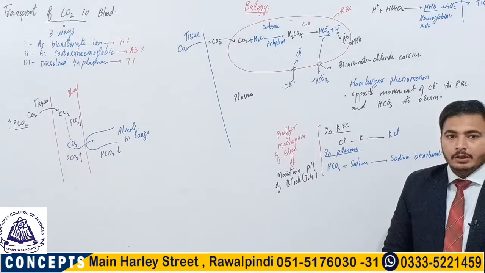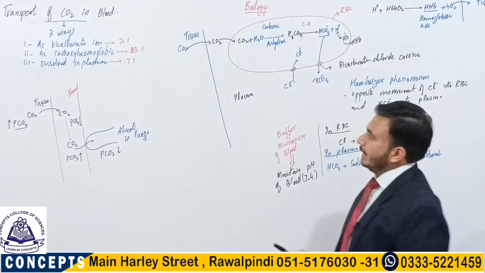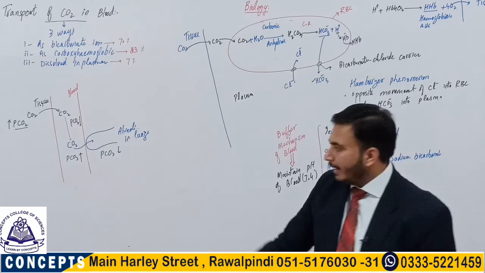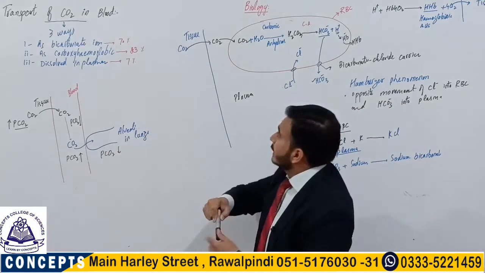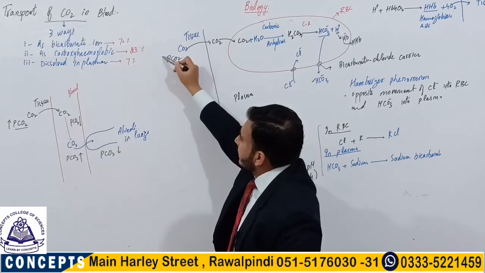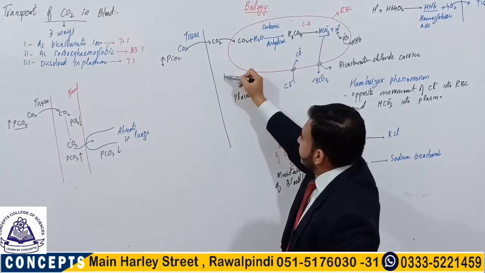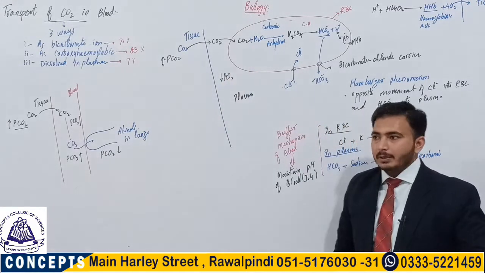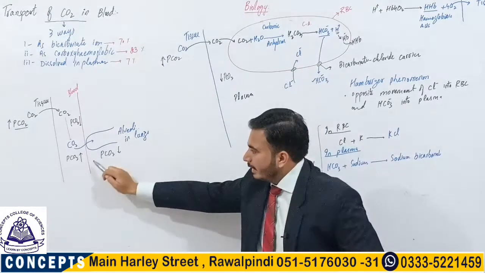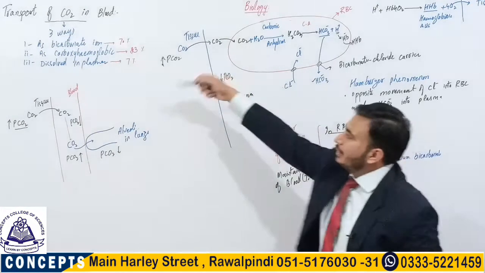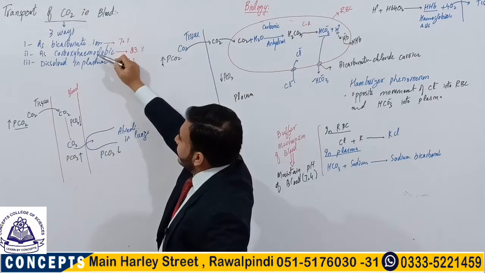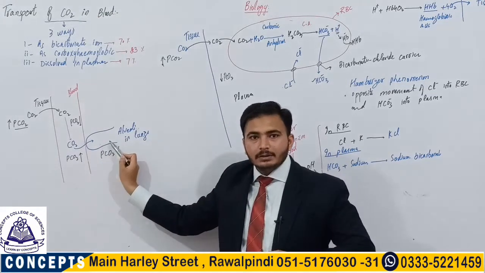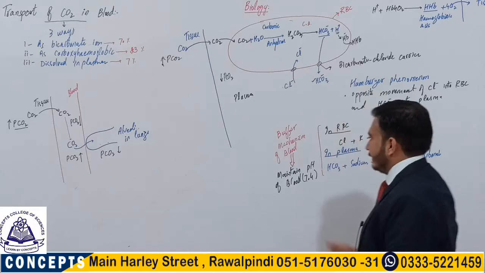So when carbon dioxide is transported in the blood, it reaches the lungs. And what happens when it reaches the lungs? You can see the partial pressure of carbon dioxide is higher in the blood and lower in the alveoli. So when it reaches the lung, the carbon dioxide which is transported in these three forms comes back to its original form, then diffuses out of the blood into the alveoli. Let's have a look.